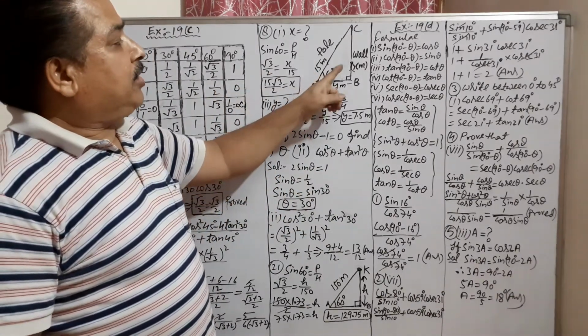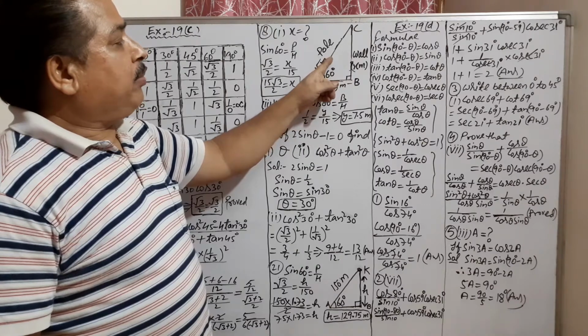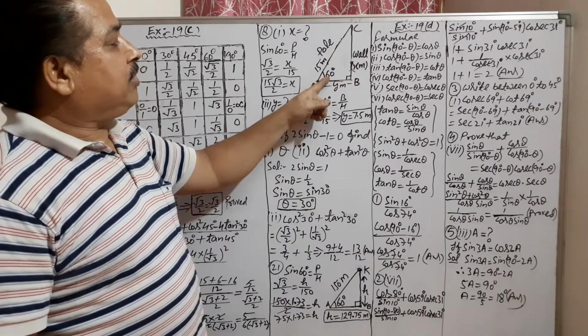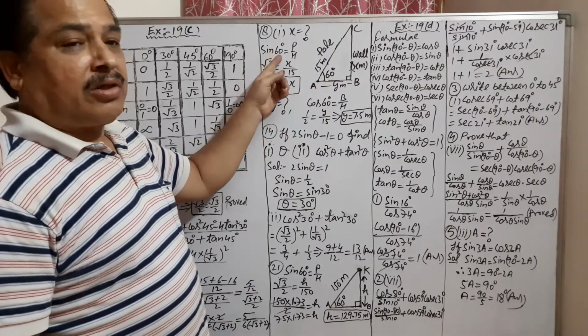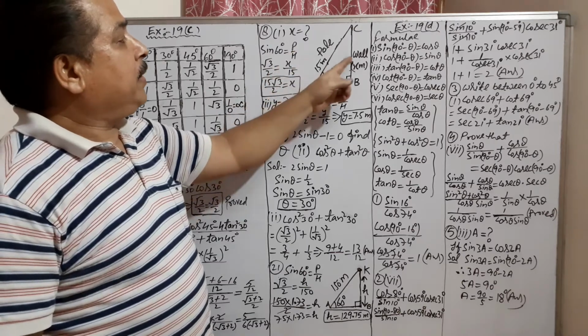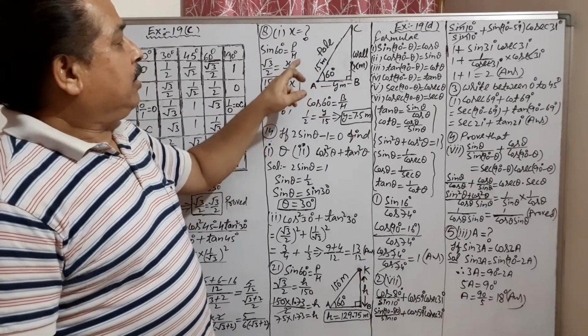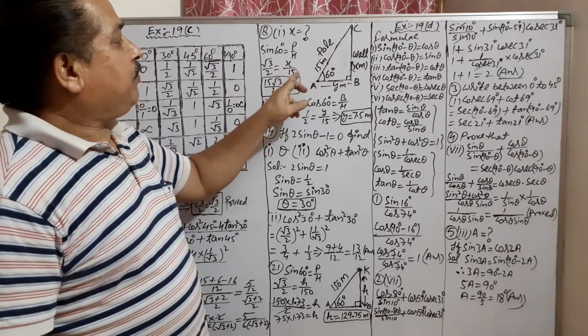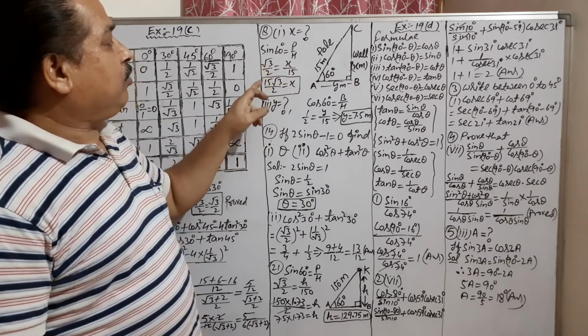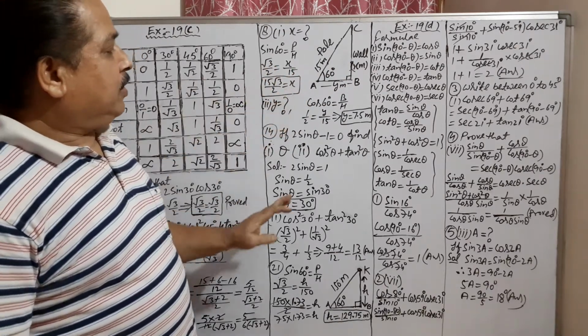So sine theta equals perpendicular upon hypotenuse. In place of theta, 60 degree is given. So sine 60 degree equals perpendicular upon hypotenuse. Perpendicular is x, hypotenuse is 15, and sine 60 value is root 3 by 2 by the table. So this is the answer.